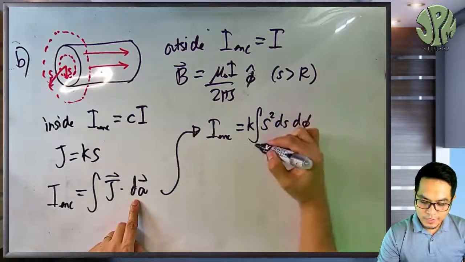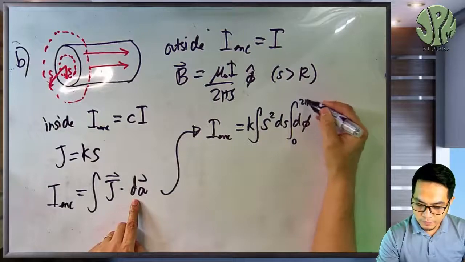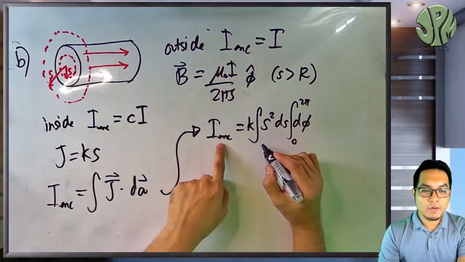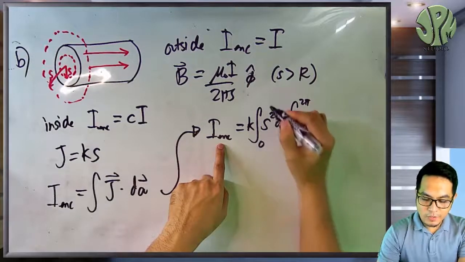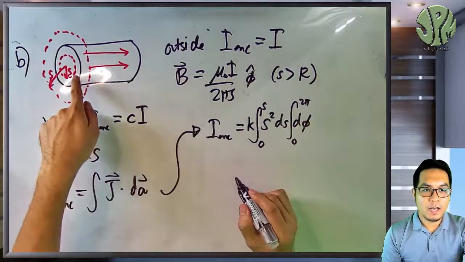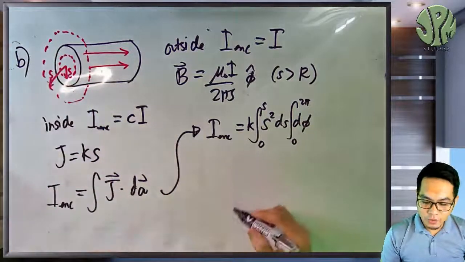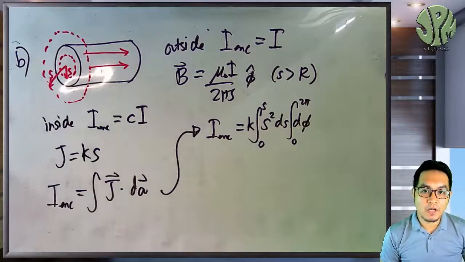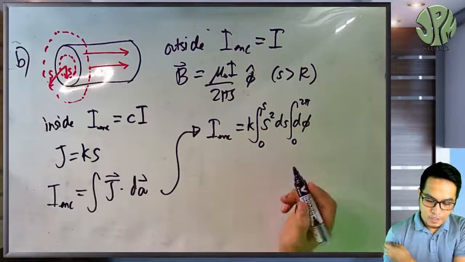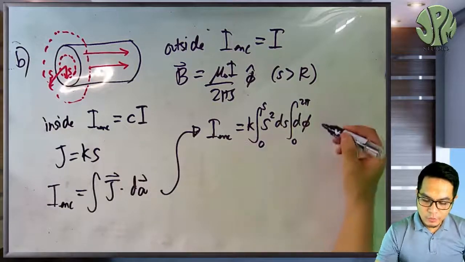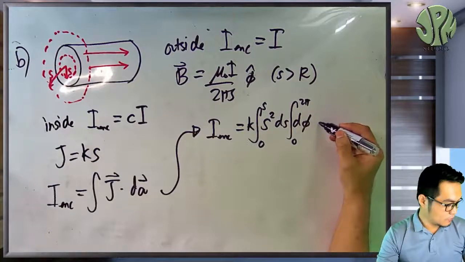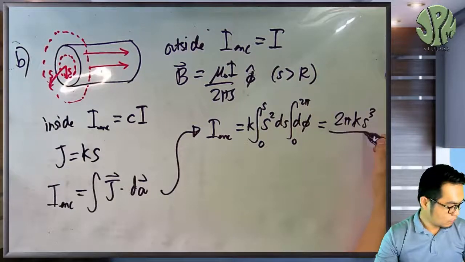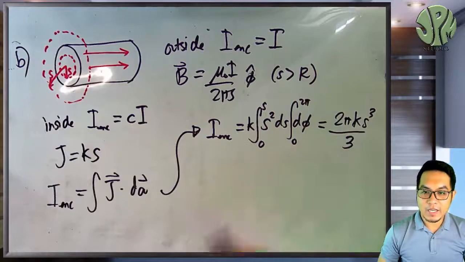This is a surface integral, so it's two integrals, from 0 to 2 pi. But here, since we are only trying to find the current enclosed, S is only from 0 to S, the radius of our Amperian loop. We're not integrating all the way to R, because we are only trying to find the current enclosed by our Amperian loop. So it's just from 0 to S. I will just leave this to you. We will get 2 pi k s cubed over 3. So this is the current enclosed.